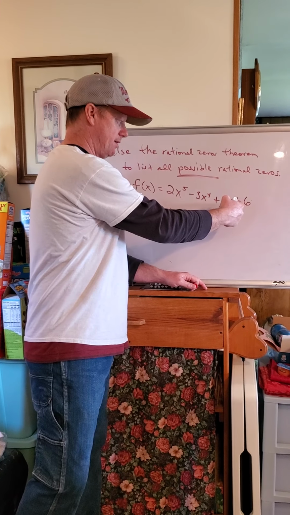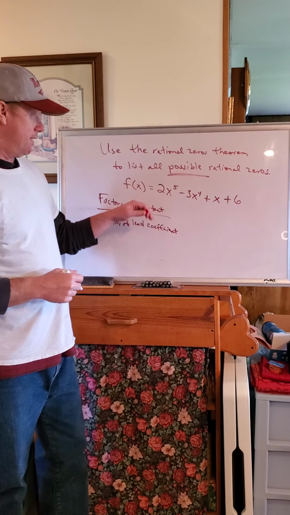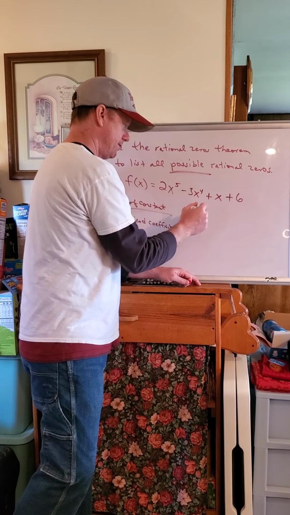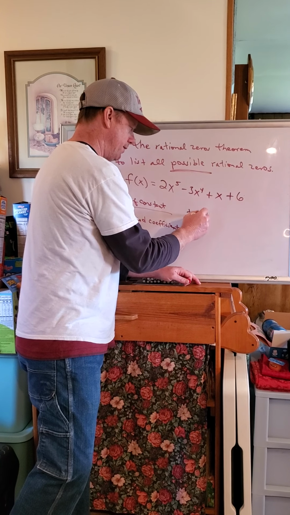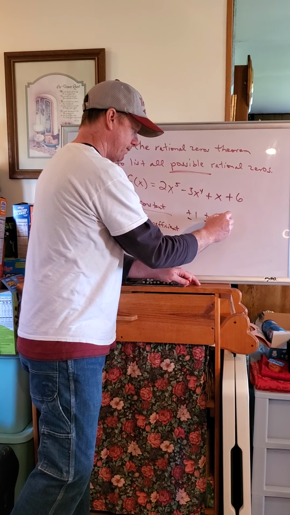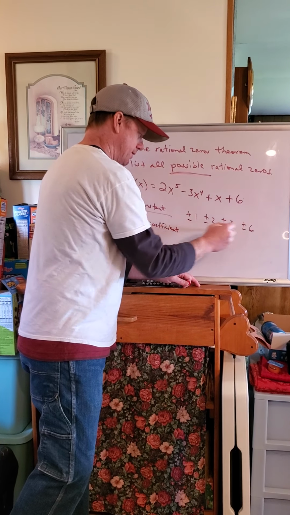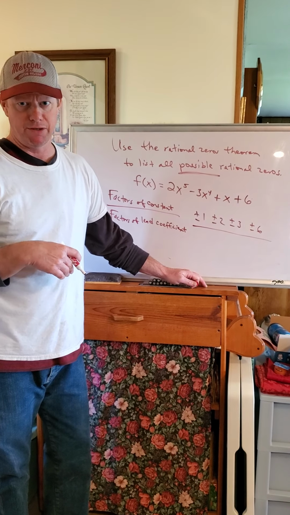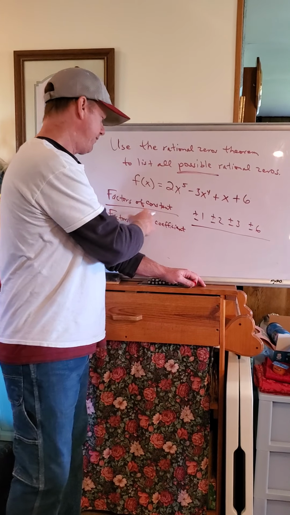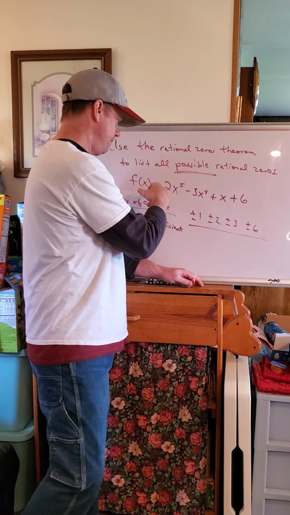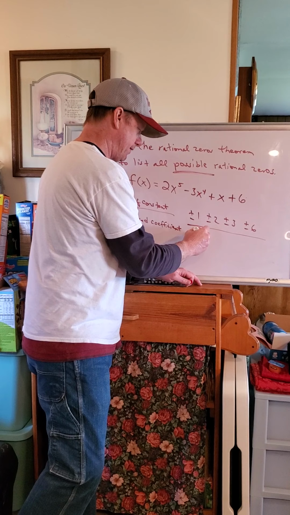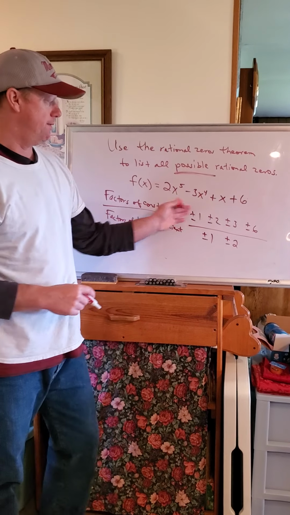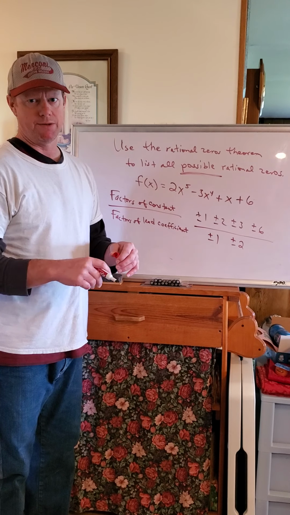So in this case, the constant is 6, and in this problem, the lead coefficient is 2. So all the factors of 6 are 1, 2, 3, and 6, because factors are all the numbers that go into a number evenly with no remainder. The factors of the lead coefficient 2 are just 1 and 2. So there we have it, and then of course I want you to list them out.